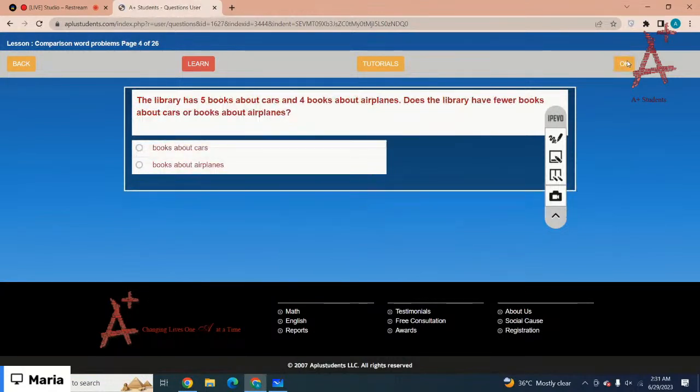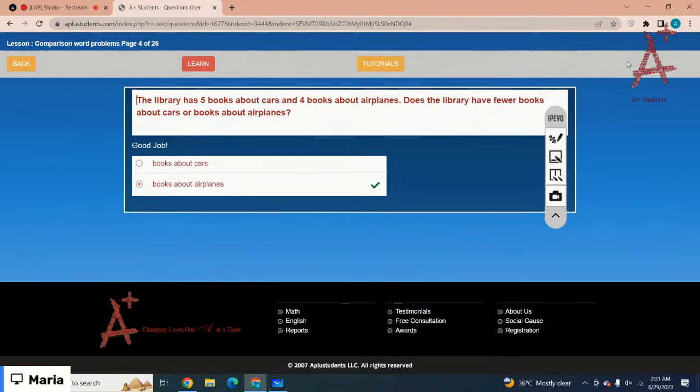The library has 5 books about cars and 4 books about airplanes. Does the library have fewer books about cars or books about airplanes? Which is the correct option? Which one is less? Books about cars or books about airplanes? Yes, it would be books about airplanes because 4 is less than 5. So that means the books about airplanes are fewer than the books about cars. So the second option is the correct one.